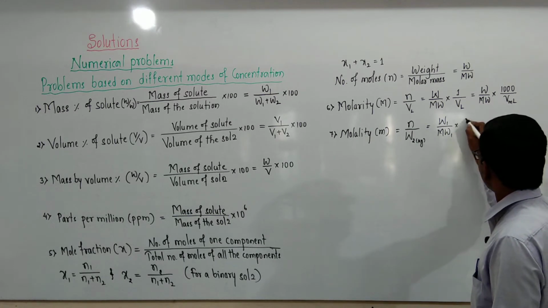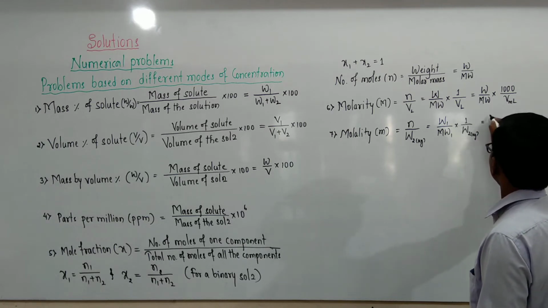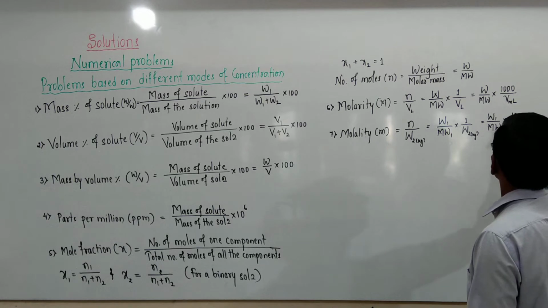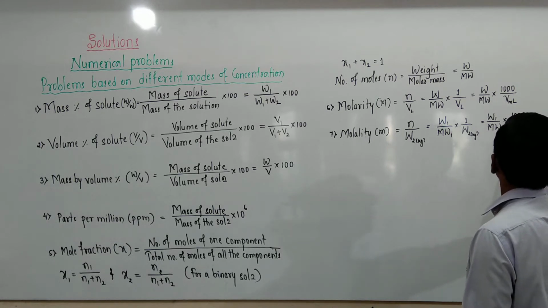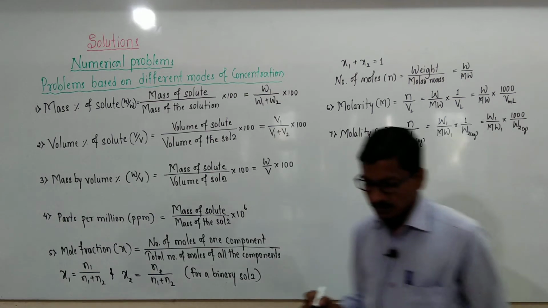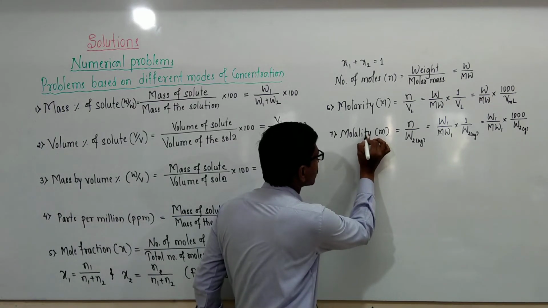W1 by MW1 into 1 divided by W2 in kg. This is also represented in grams: W1 by MW1 into 1000 divided by W2 in grams. This is the formula to calculate molality of the solution.